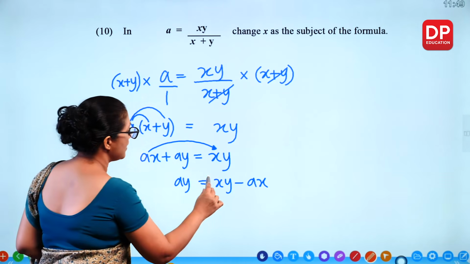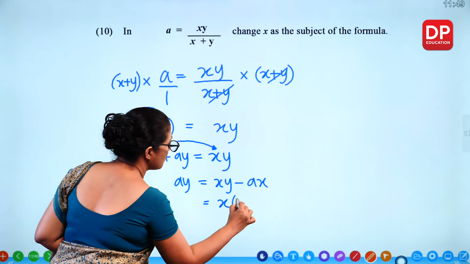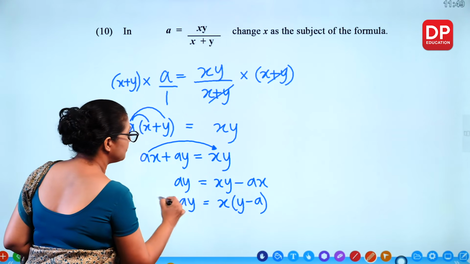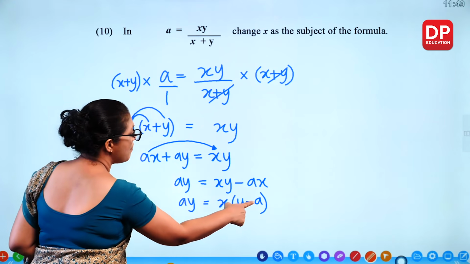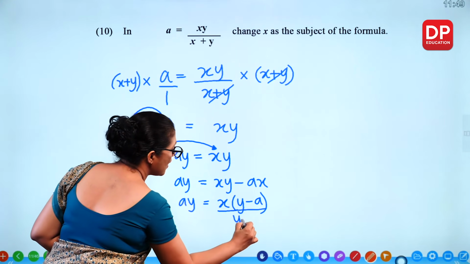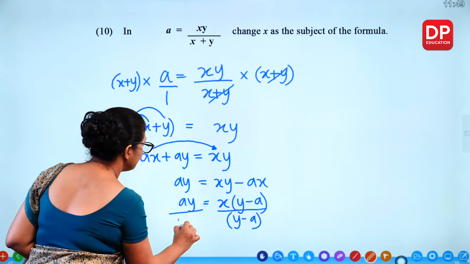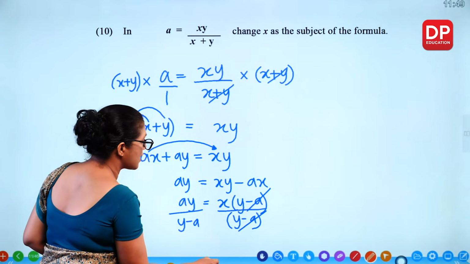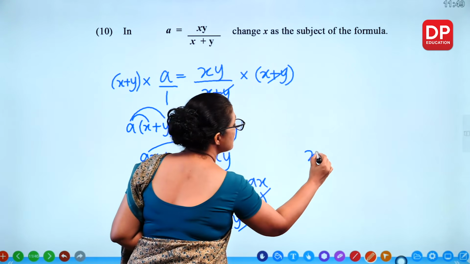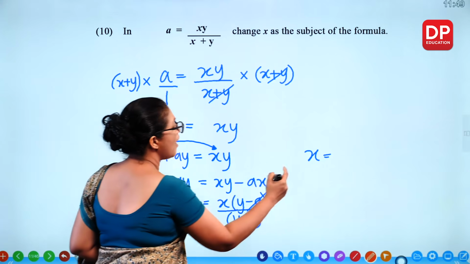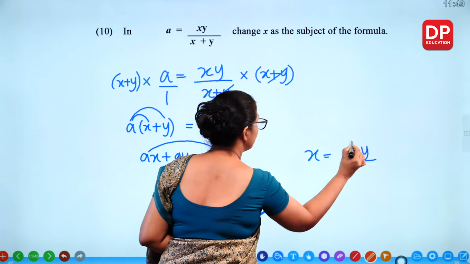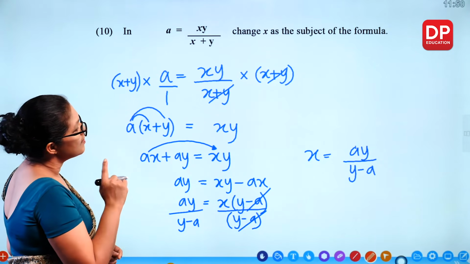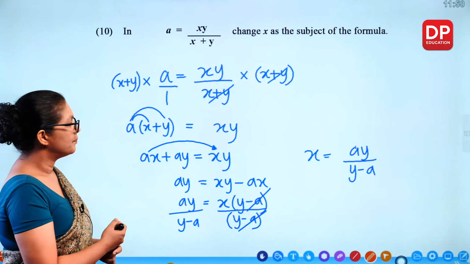Now you can take X out. Y minus A. So when you divide by Y minus A, you get X. So what's the value? These two terms get cancelled out. X equals AY over Y minus A. So now we see X is the subject of this formula.